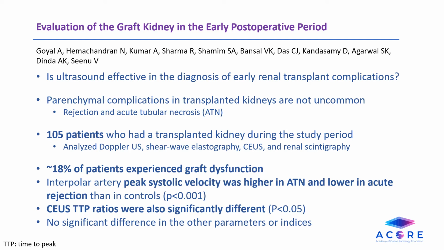For example, it was higher in the acute tubular necrosis group, and the peak systolic velocity was lower in the acute rejection group, which again were significant. As far as contrast-enhanced ultrasound goes, they looked at the time to peak ratios, which were significantly different in patients who had acute complications in the post-transplant period versus those in the controls. And of the many other things they looked at, there was no significant difference in the other parameters or indices with any of the 4 techniques.